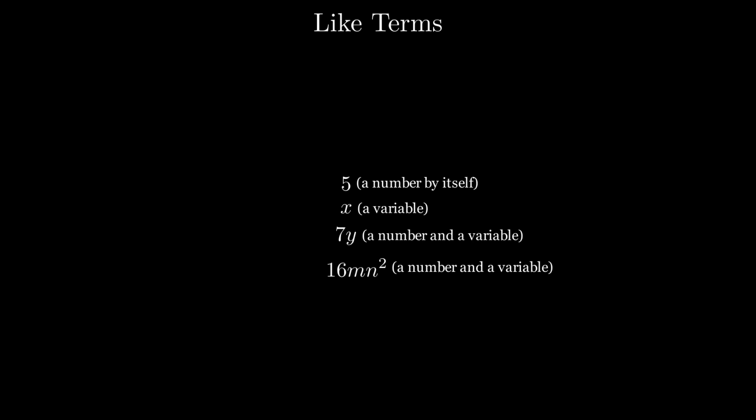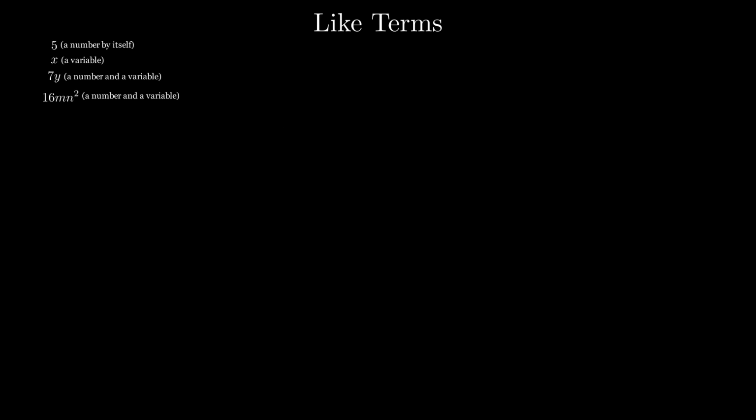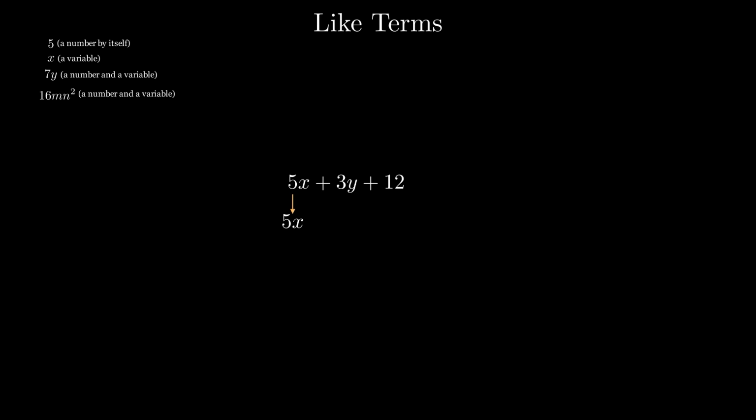Let's now look at an example of an expression with terms. We have 5x plus 3y plus 12, where 5x is a term with a number and a variable, 3y is a term with a number and a variable, and 12 is a term just with a number. These terms are grouped together and are separated by plus signs, showing that they are parts of the same expression, but cannot be combined further because they are not like terms. We'll see how to combine like terms in a moment.